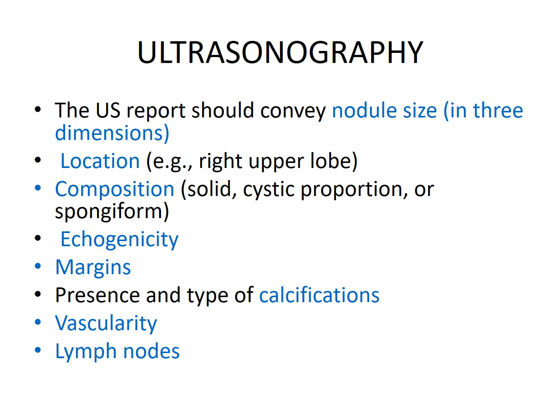It must tell us about the echogenicity. It must tell us about the margins of that nodule. Now, this is very important because this would help us differentiate between a malignant thyroid nodule and a benign one. The margins, if irregularity is present, that will be indicative of malignancy. Then the presence as well as the type of the calcifications, vascularity, and presence of lymph nodes in the cervical area.